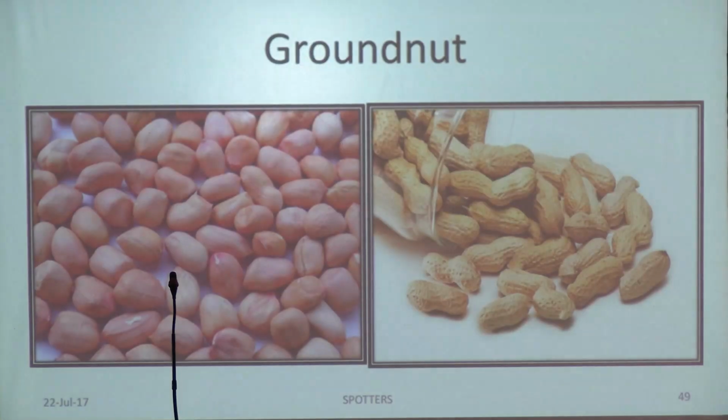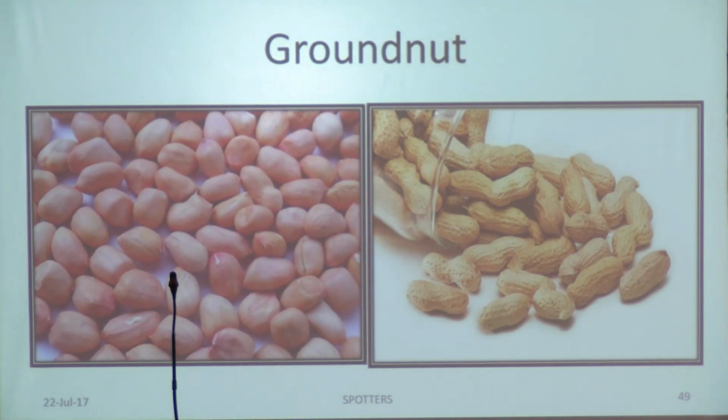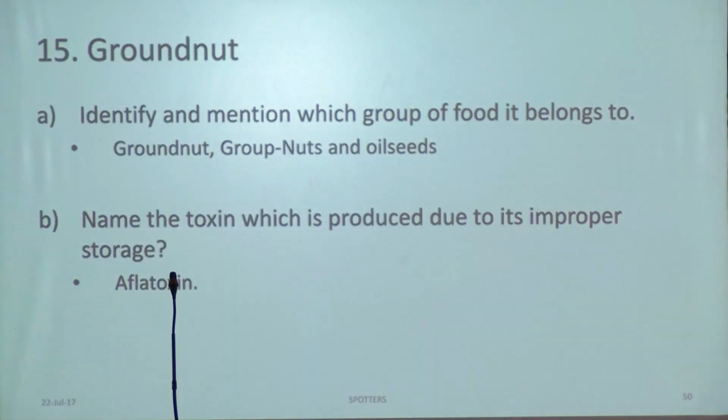Linseed is not important. Nuts like groundnut, cashew or almond are too high in price. We cannot keep it in a jar, it is not easy to buy. But groundnut might be given as a spotter. Again, in general, in any type of nuts, what is the highest content? That is protein. And what are the deficient amino acids? Again lysine and methionine. This is what we call groundnut.